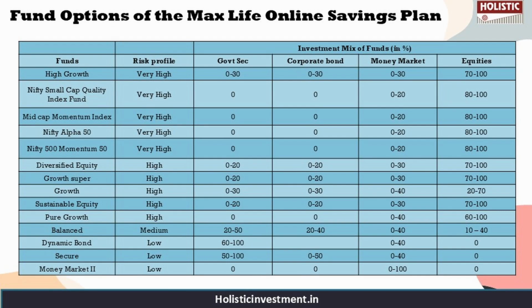Now let's take a look at the fund options available in this policy. The fund options are high growth fund, Nifty small cap quality index fund, mid cap momentum index fund, Nifty alpha 50 fund, Nifty 500 momentum 50 fund, diversified equity fund, growth super fund, growth fund, sustainable equity fund, pure growth fund, balance fund, dynamic bond fund, secure fund, and money market 2 fund. All these fund options are categorized based on the percentage of allocation each fund has to certain asset classes like government securities, corporate bond, money market, and equities, and also according to the risk profile each fund has, which can range from low to very high.